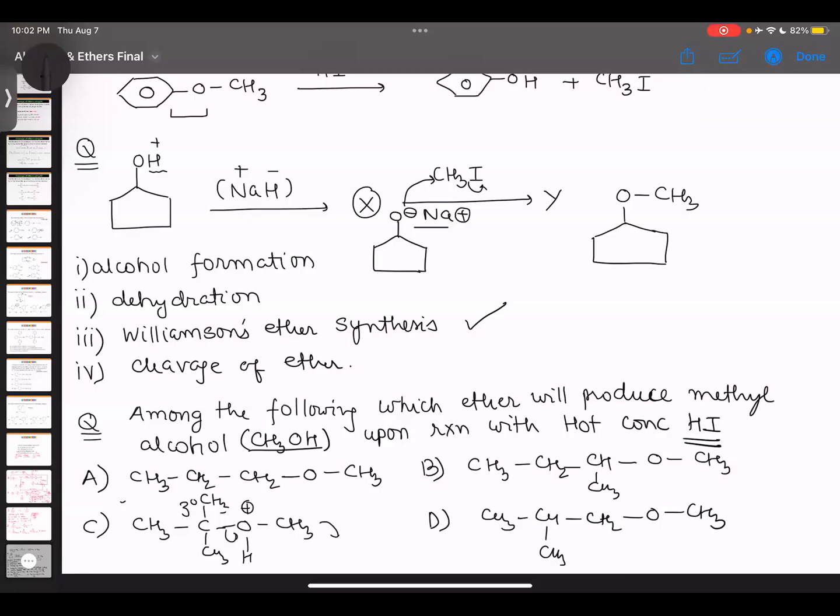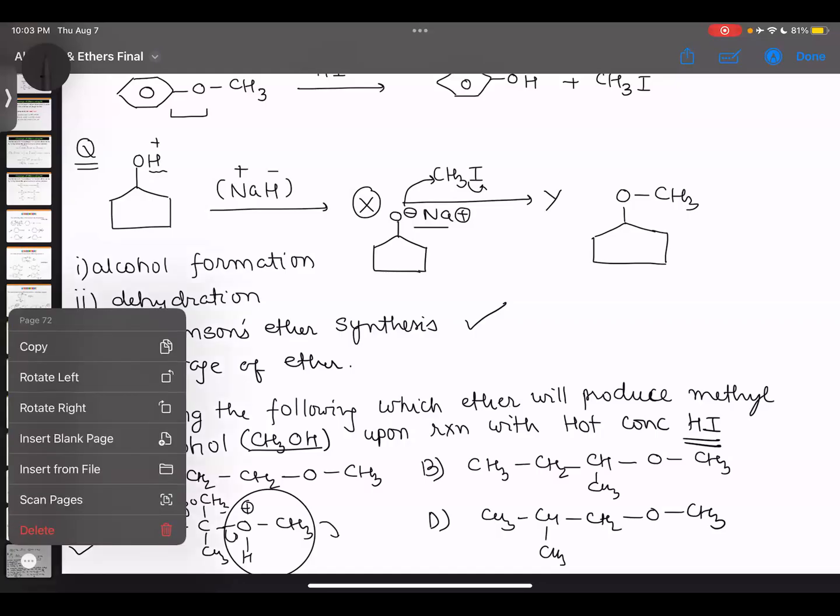So in this case only, you are going to get CH3OH and tertiary butyl iodide as the answer. Is it clear, Jasleen? So, a very good question from your NEET PYQ. Just be careful about it.